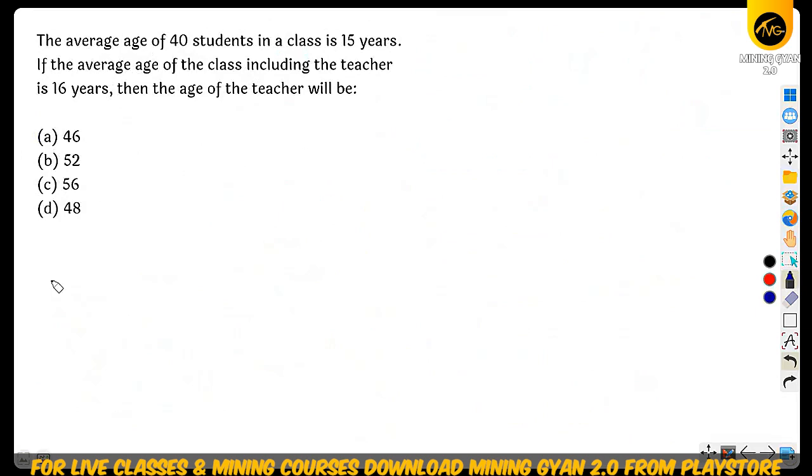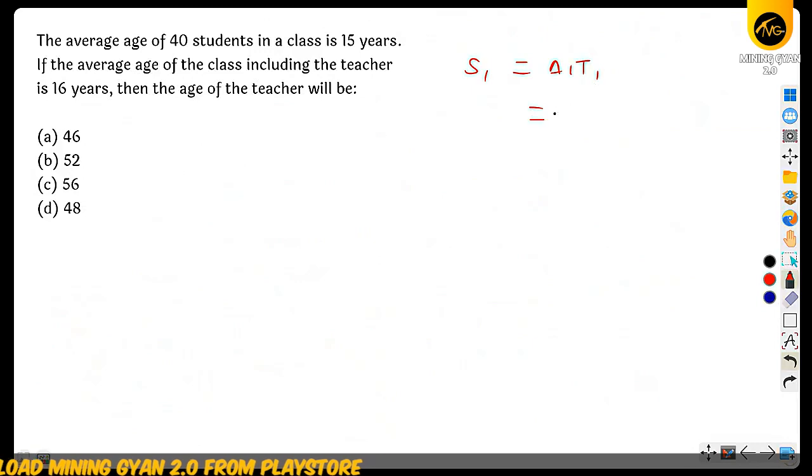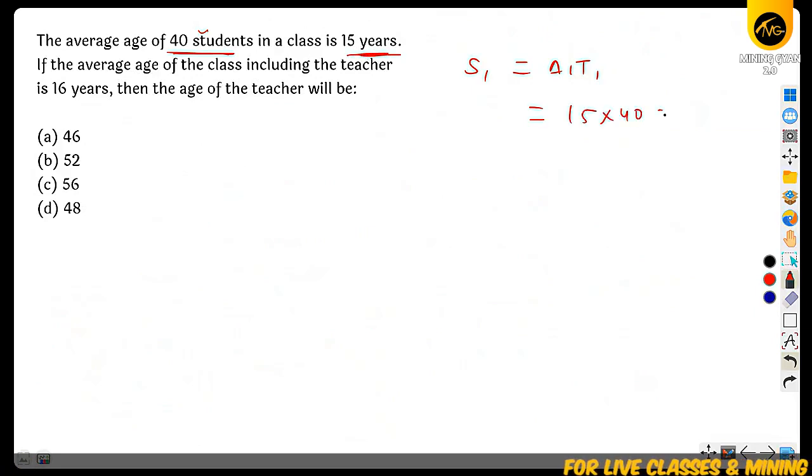Now another type of question: the average age of 40 students in a class is 15 years. Suppose S1 is equal to A1 into T1, the average value times the number of elements. The total number of elements is 40 and the average age is 15. So 15 into 40, it's 600.